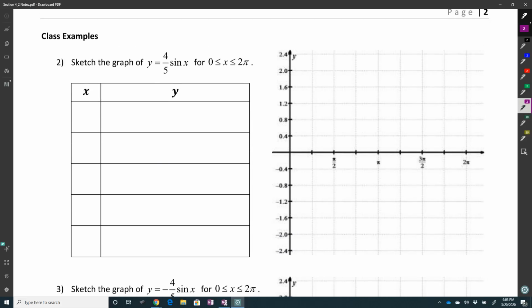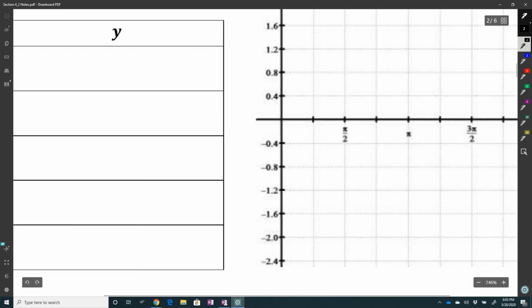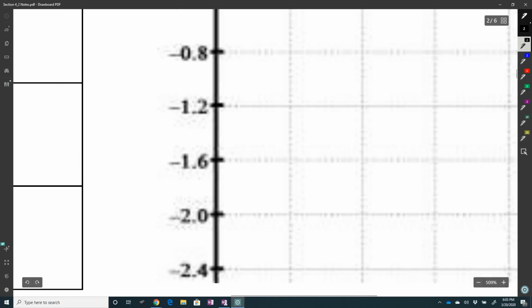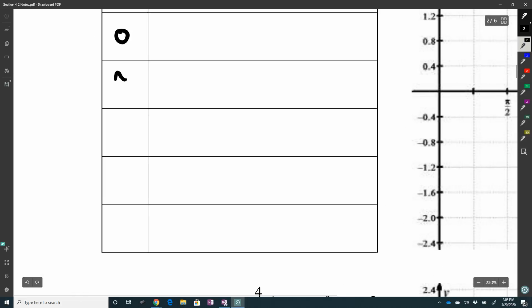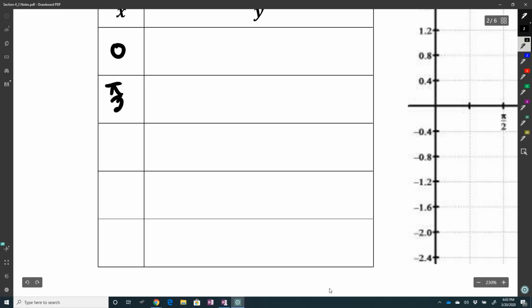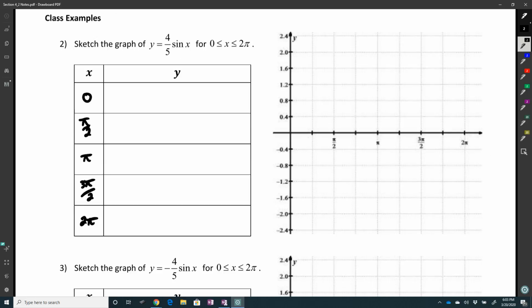Sketch the graph of 4/5 sine of x. All right, so for this one, again, we keep our same critical numbers, 0, pi over 2, pi, 3 pi over 2, and 2 pi. And notice that this is sine. And so the values for sine were just 0, 1, 0, -1, 0. But we're multiplying by 4/5. So there's a 4/5 around each one.